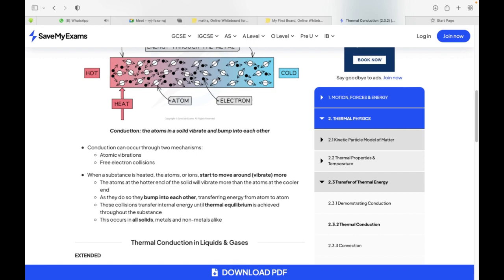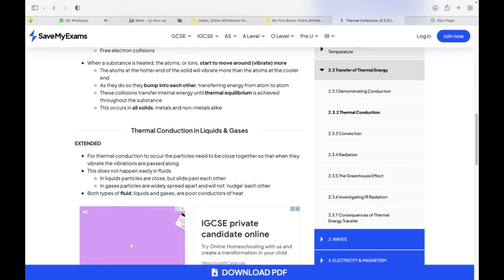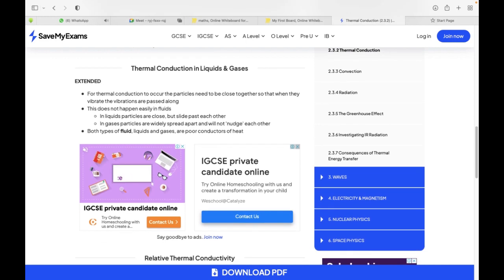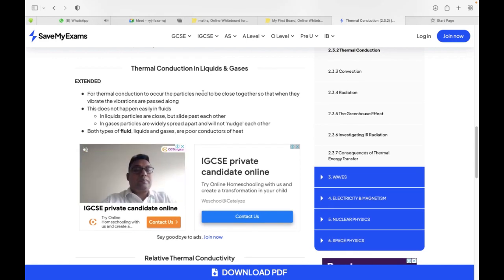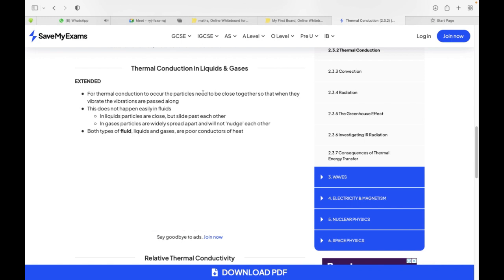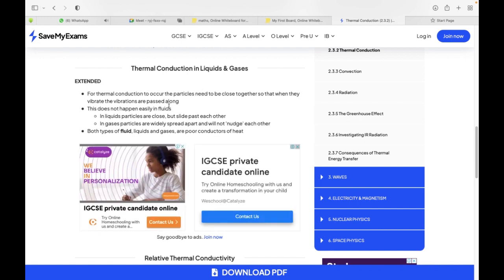Now, this occurs in all solids, metals and non-metals alike. Whether it's metal or non-metal, these characteristics happen in all of them. Is that okay? Now let's move on specifically to extended thermal conduction in liquid and gas, for extended IGCSE students. Thermal conduction in liquid and gas.